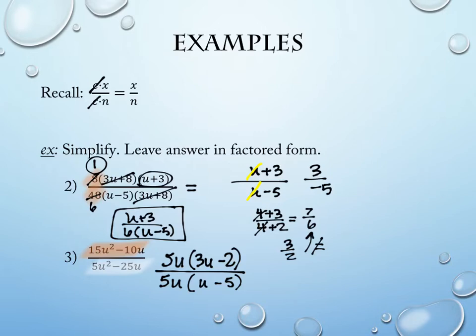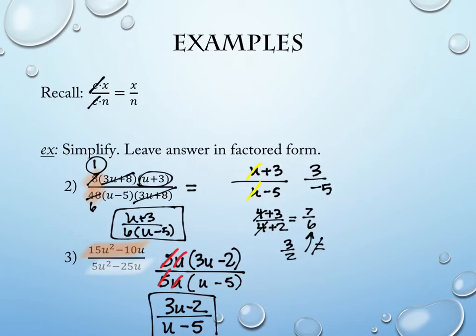But the 5 and the u both are. So my 5s would cancel. My u's would cancel because they're exactly the same from the numerator to the denominator. And then my 3u minus 2 on top has no factors in common with the u minus 5 on bottom.